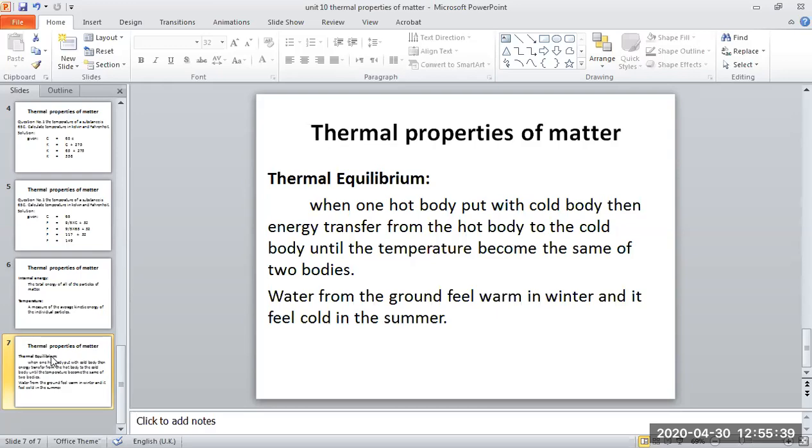This is our topic today, and you revise this. This is about temperature, thermometers, and scales of temperature.